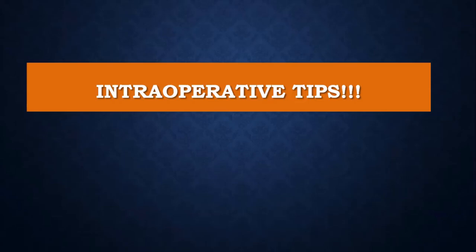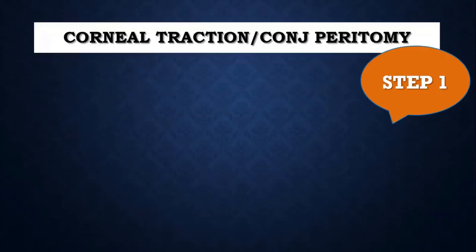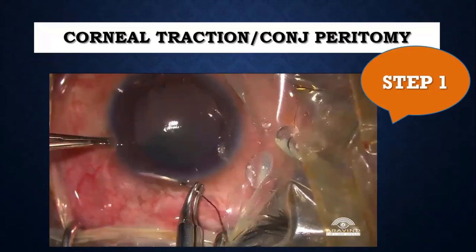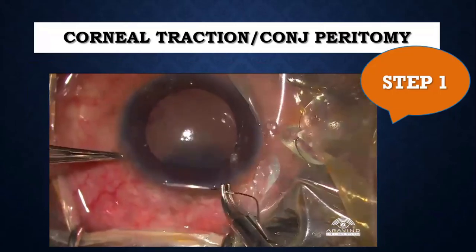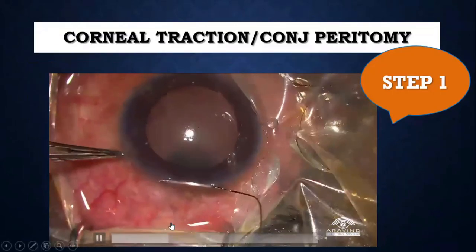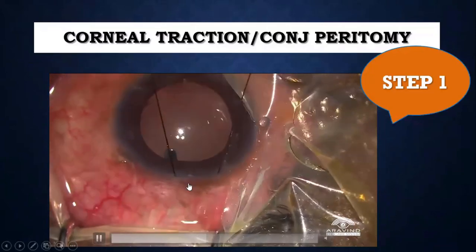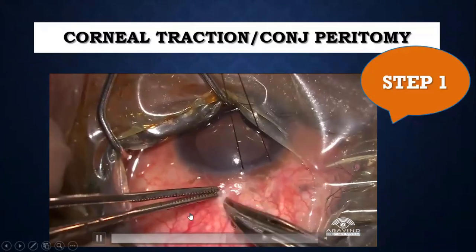Now moving on to intraoperative tips, I'll be sharing a step-wise video of how a perfect RD surgery should be done. First and foremost is the conjunctival traction suture. This patient is a case of PACG with a failed trab, so he had refractory glaucoma. Hence, we planned for a superotemporal RD implantation.